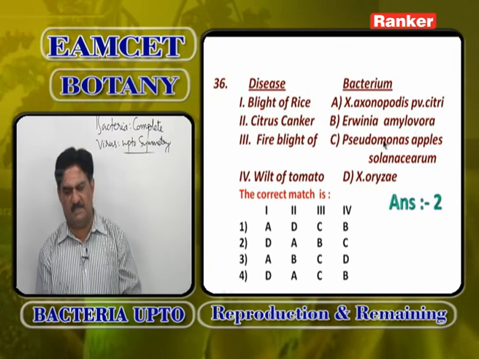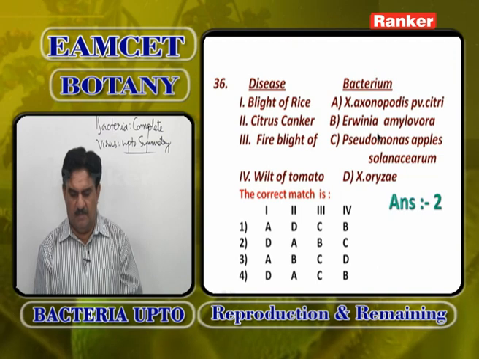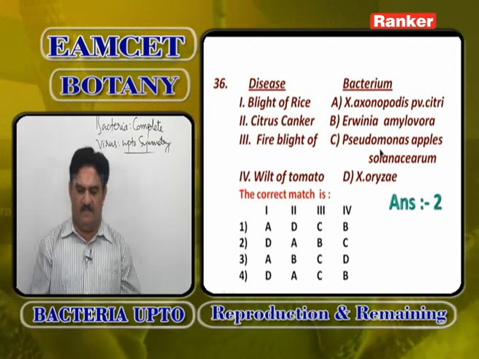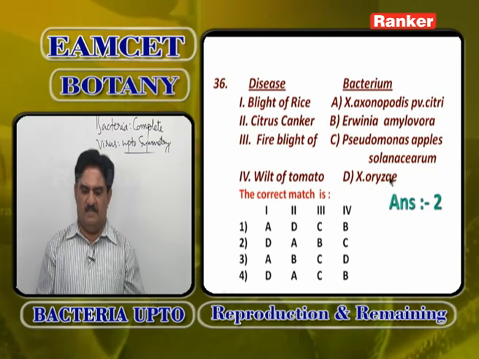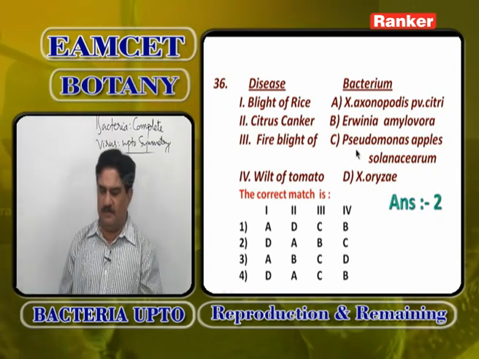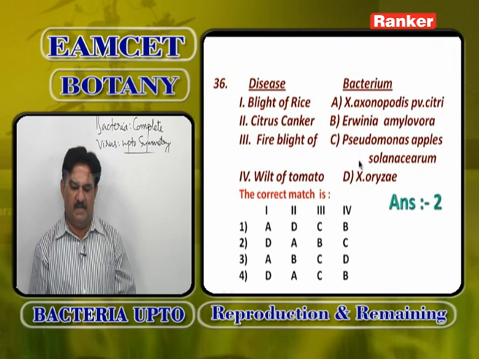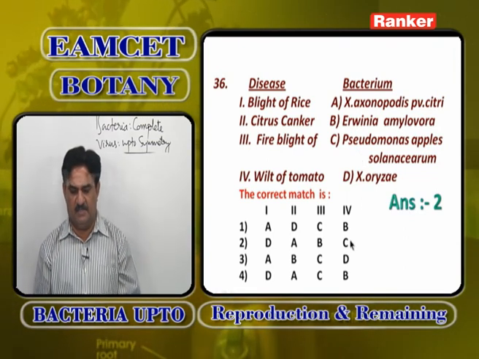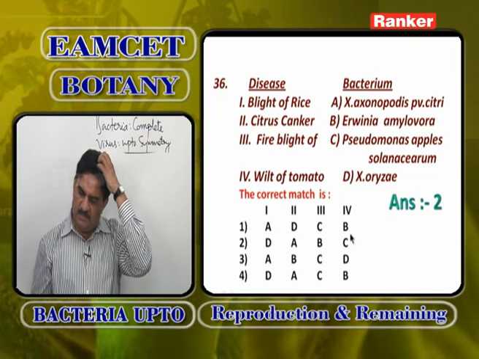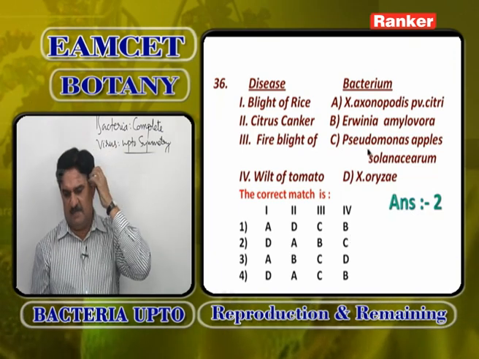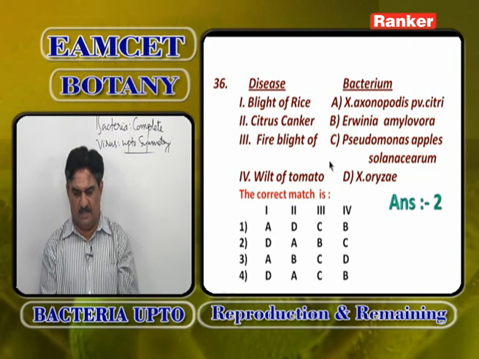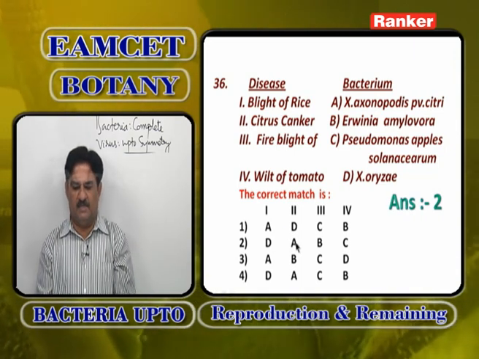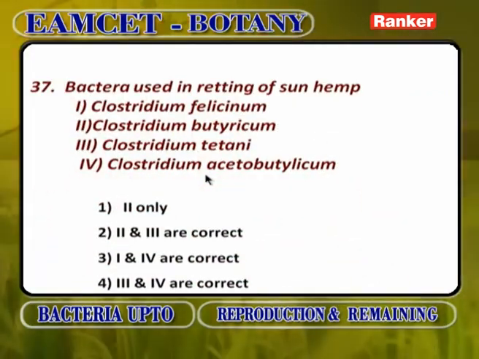Fire blight of apples, that apple is included here, Erwinia mistakenly. So, blight of rice is Xanthomonas oryzae. Citrus canker is Xanthomonas axonopodis pv citri. Wilt of tomato is Pseudomonas solanacearum. Fire blight of apples is Erwinia amylovora. So, 1D, 2A, 3B, 4C.